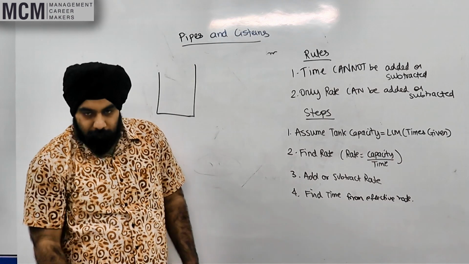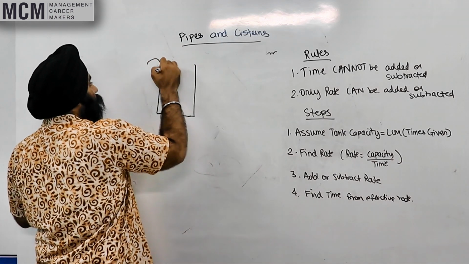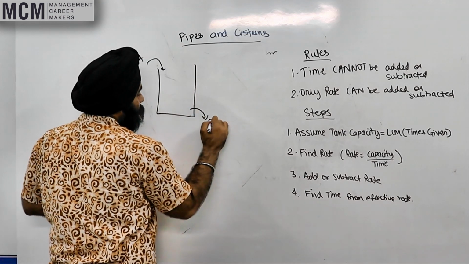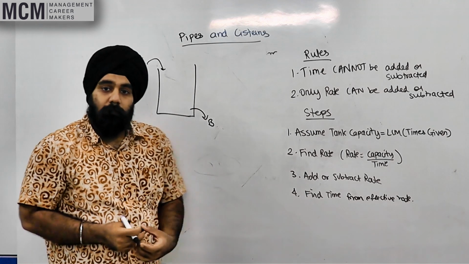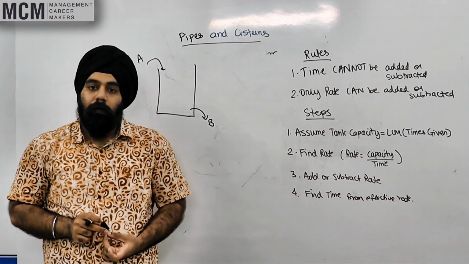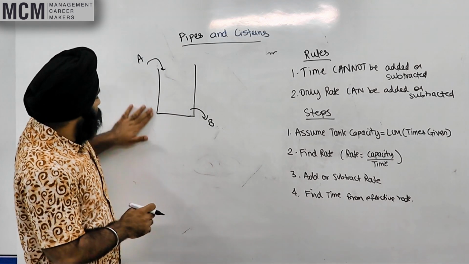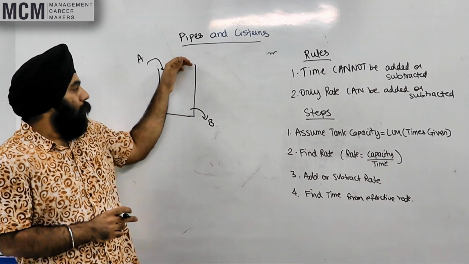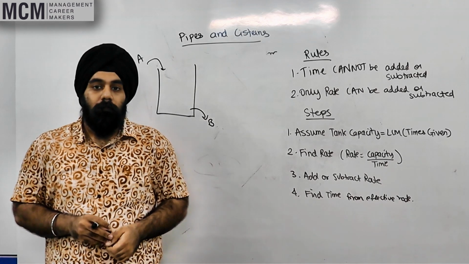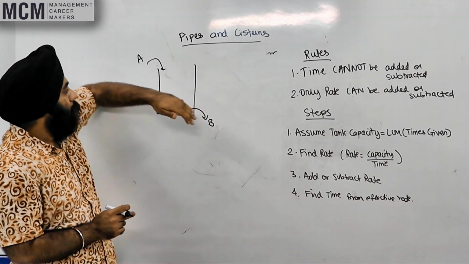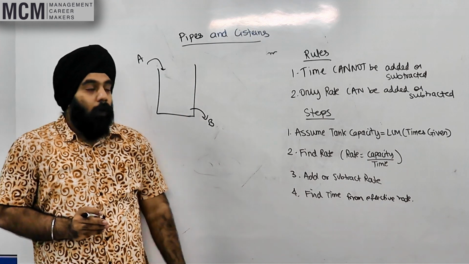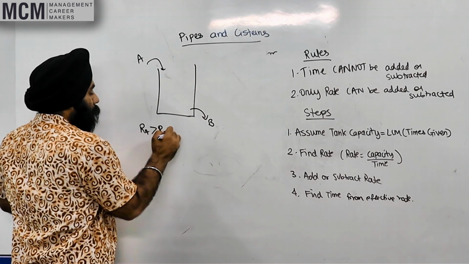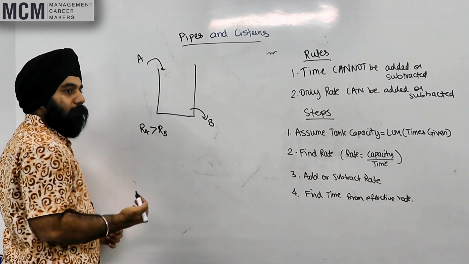Now what if we have 1 pipe which is filling the tank, say A, and 1 pipe which is emptying the tank? Right? Now tell me one thing, visualize this. In which scenario will the water in the tank go up? Only when the rate of A is greater than the rate of B will the water in the tank go up. Yes or no?